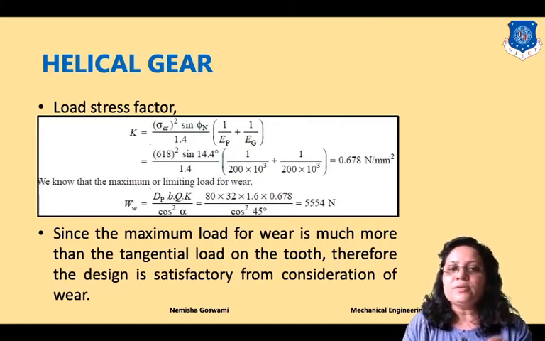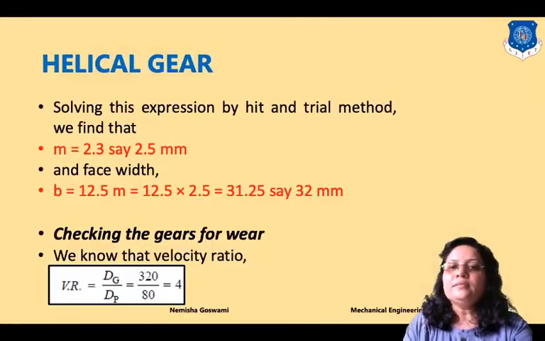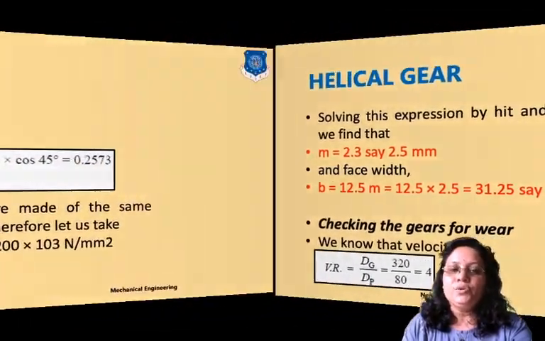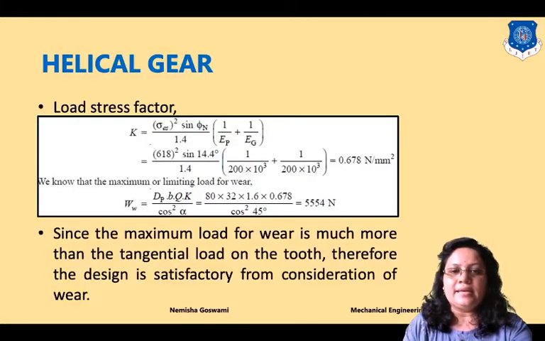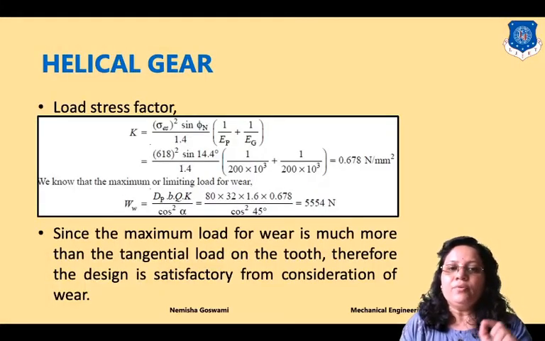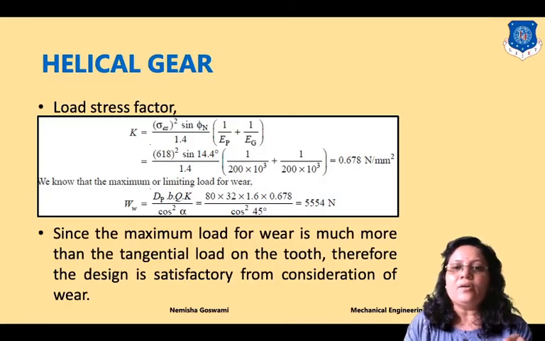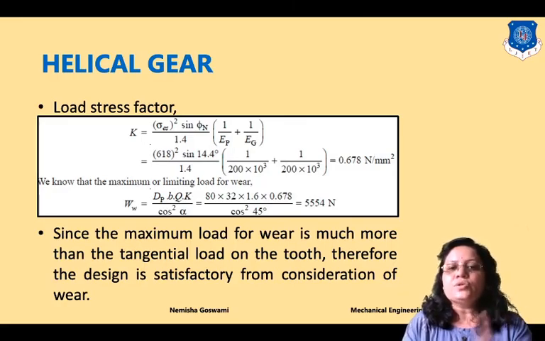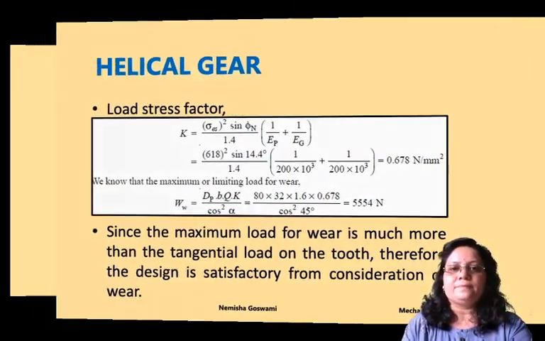So 5554 is much greater than your 358 Newton. So you can say that your design is safe. If Ww is less than 358 Newton, then your design will not be okay. But in this case, Ww is greater than Wt, or the wear load is greater than the tangential load. So your design is safe.